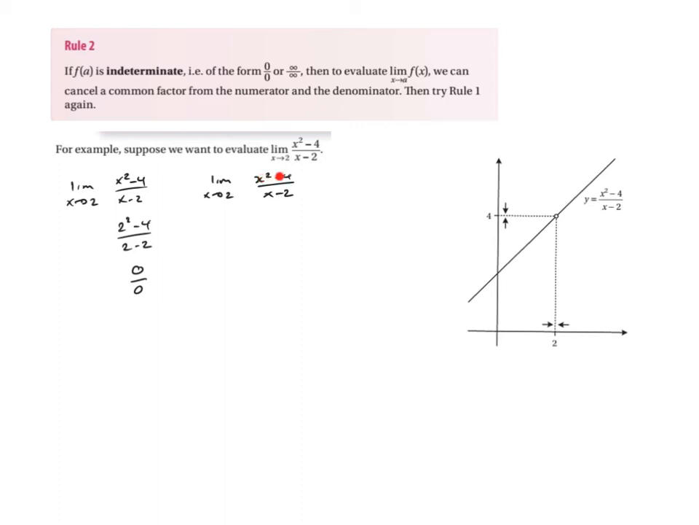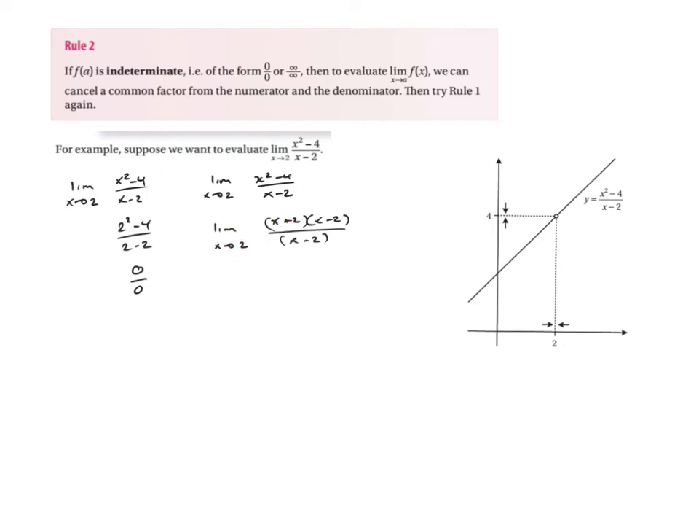So we can factorize this, and we can factorize this to x plus 2 and x minus 2. Okay, difference of 2 squares, and that's still over x minus 2 on the bottom. Now I haven't taken the limit yet. All I've done is change this form into this form here, and you can see I've not put the 2 through yet. I'm going to put that through in a second.